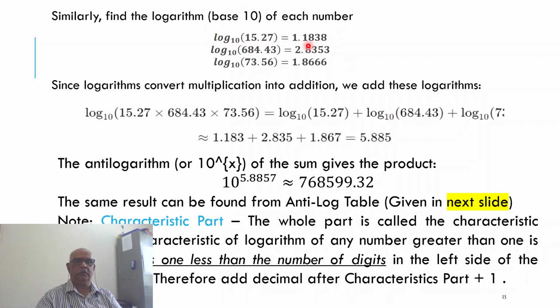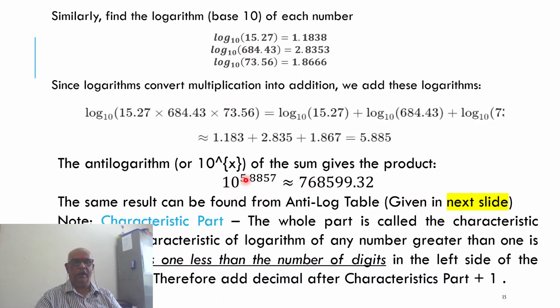This is what I said to you, that there are 2 digits here, so this is 1. There are 3 digits, so 2. There are again 2 digits, so 1. Using the same thing we got the logs. And now if I want to multiply this, it's basically an addition of the numbers. So all added together, this becomes 5.885. So now we have to go for anti-log to get the value.